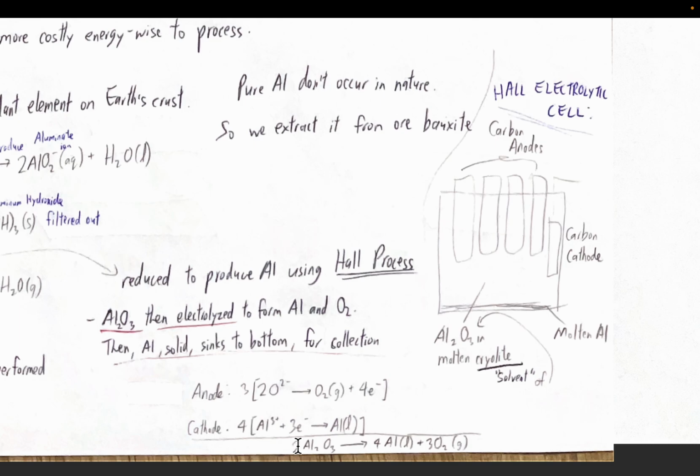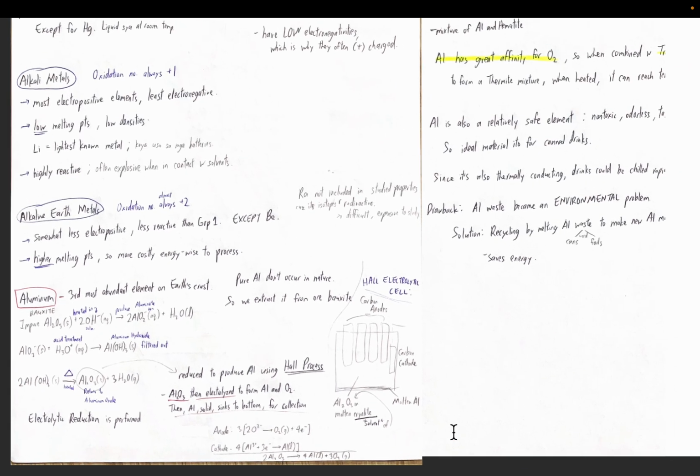Aluminum plus 3 electrons makes aluminum liquid, or basically molten aluminum. So 2 aluminum oxides produces 4 aluminums and 3 oxygens. Okay.